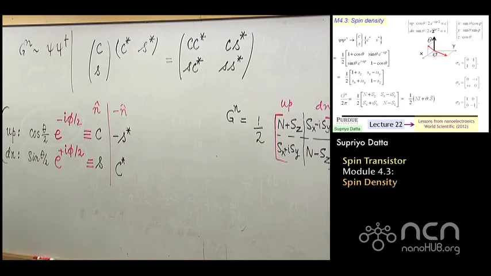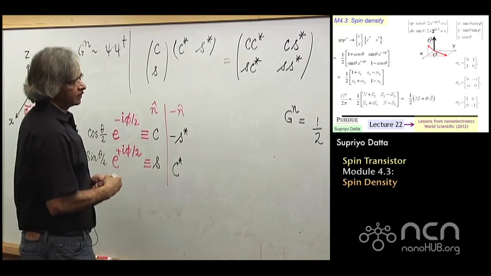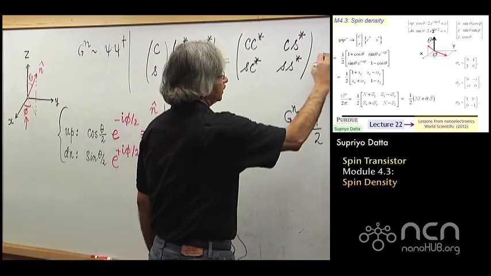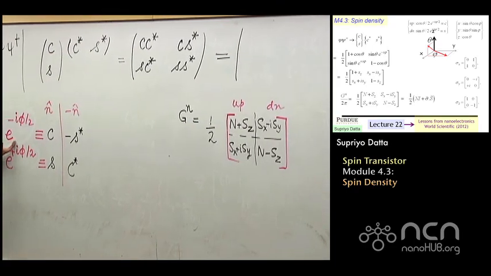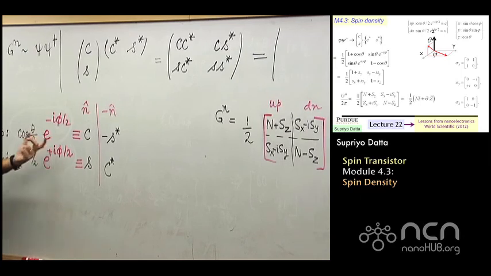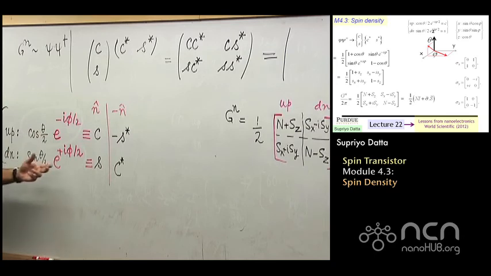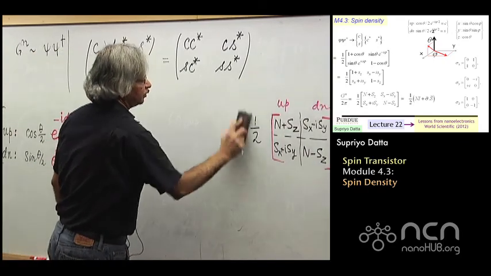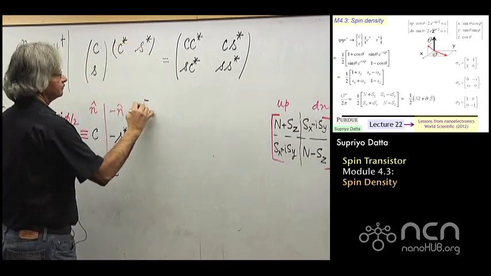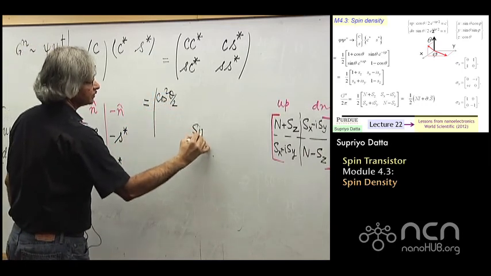Now, what's CC star? I guess we could write this down. You're taking this quantity, multiplying it by its complex conjugate. The phase factor goes away, so you just get cosine square half theta. Similarly, when you do SS star, you just get sine square half theta. Actually, let me write it here, that way it will be kind of close. Right here. So you'll have cosine square half theta and sine square half theta.